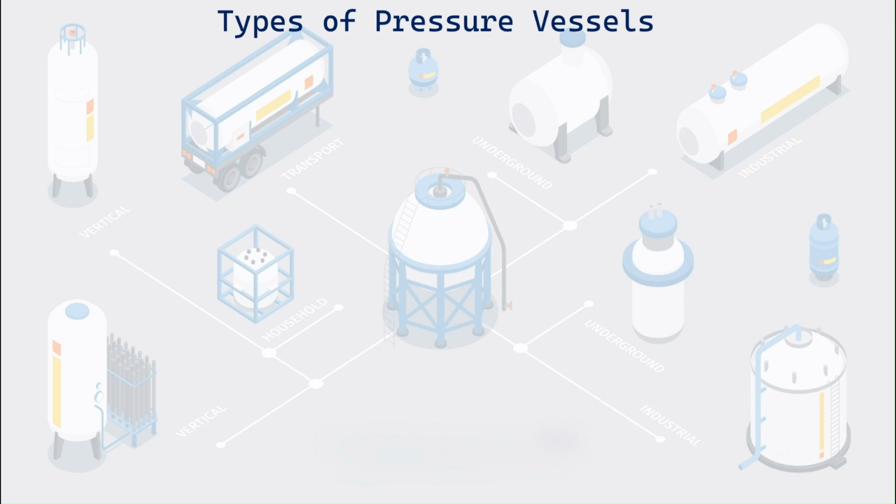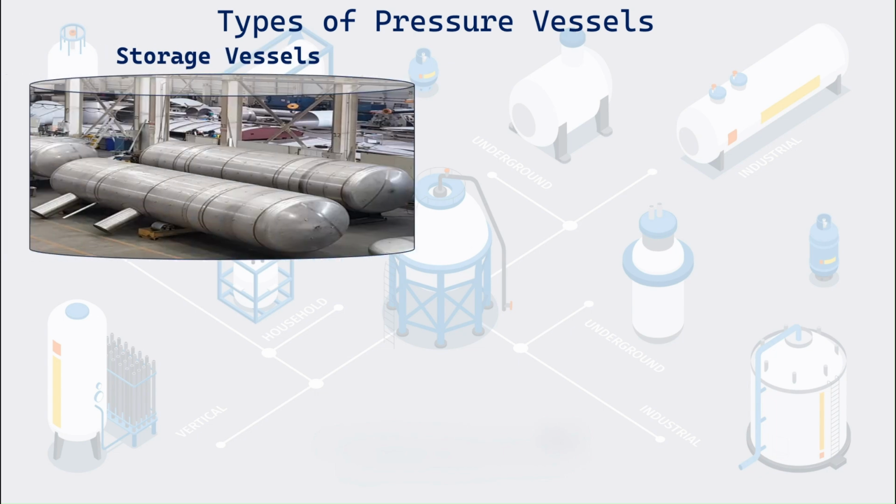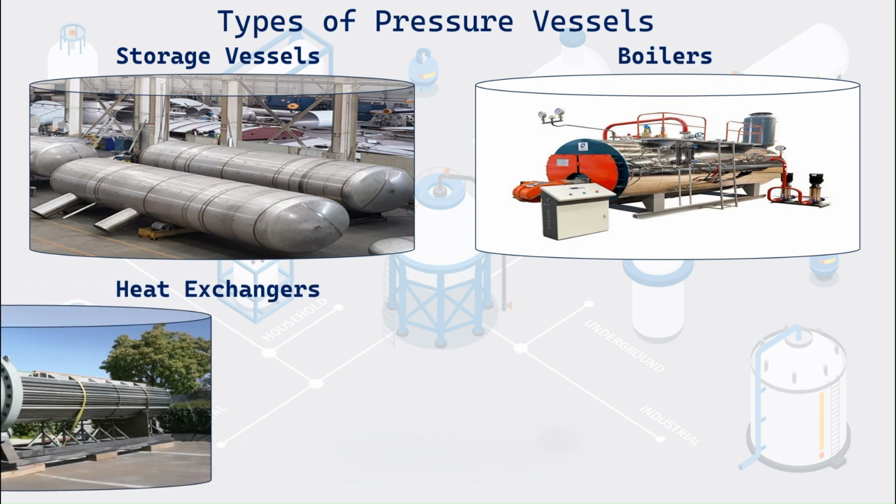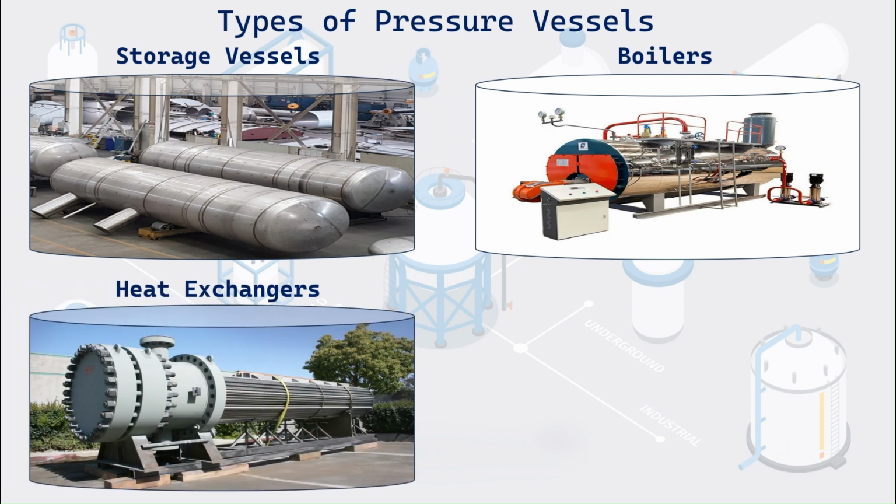Let us know about the types of pressure vessels being used in the petrochemical sector. Storage vessels. They are used to store raw materials, intermediates, or finished products in liquid or gas form in a controlled environment. Boilers. They convert water into steam for process heating, power generation, and other process requirements within the industrial plant. Heat exchangers. They transfer or exchange heat between fluids, essentially for process control and energy efficiency purposes.